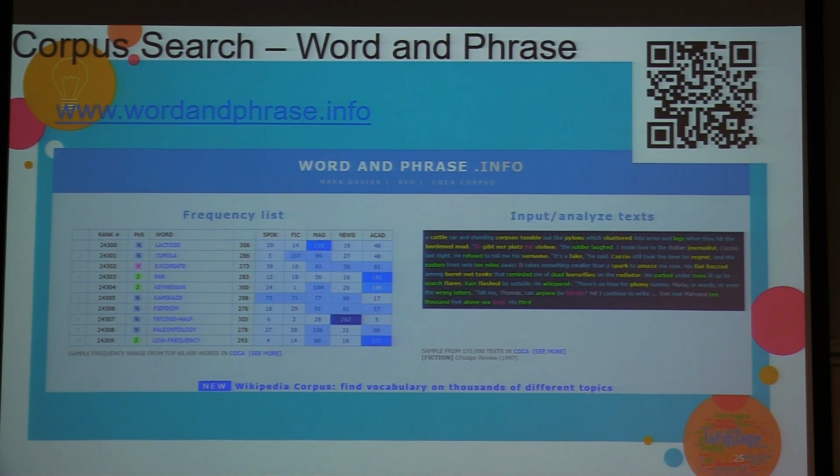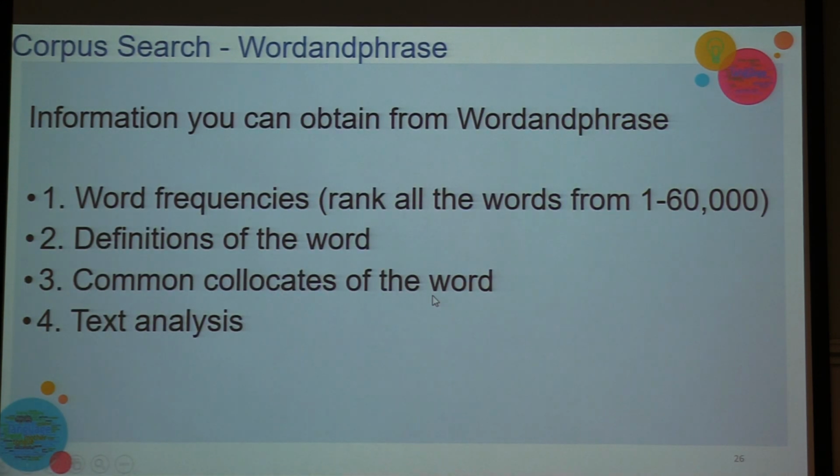Any questions? If not, I will start with a new one. The Word and Phrase interface. This is how it looks. It contains only American English. That's the user interface. Now, what information can you obtain from Word and Phrase? You can type any word, and you will know its rank from 1 to 60,000. So you know which words are frequent and which are less frequent.